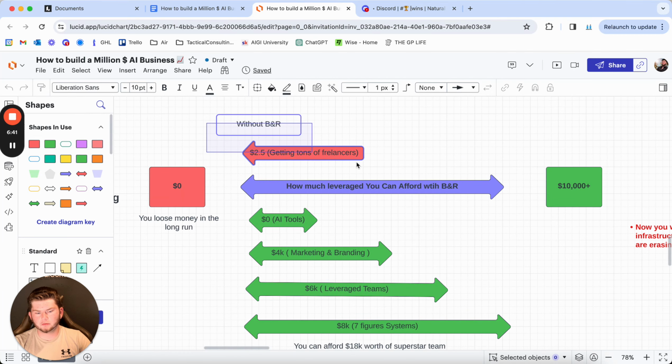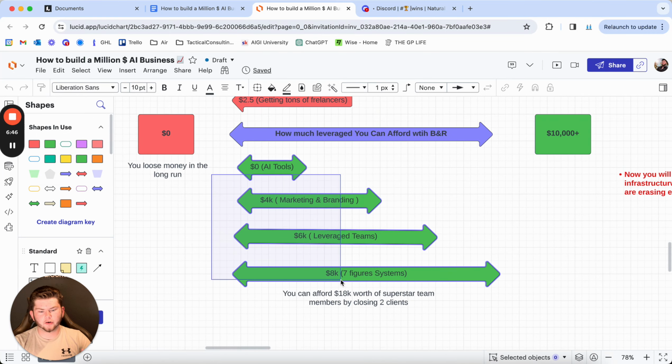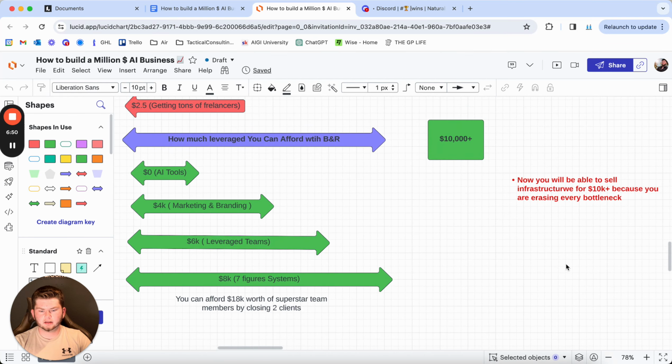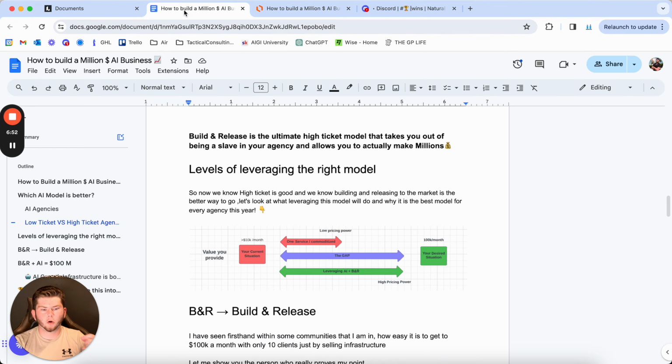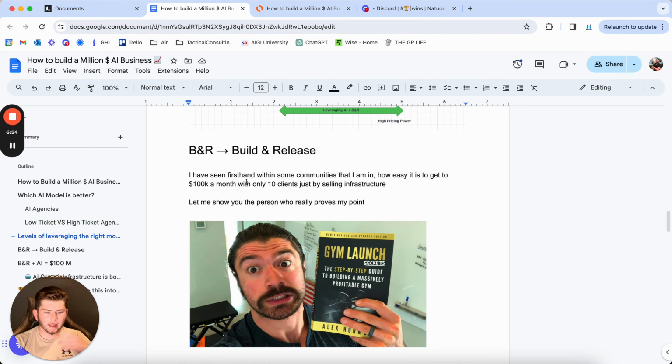So why are you going to go out and worry with all these freelancers charging low prices when you could simply have the better offer, have more people with more expertise, and then get way more for it? You're just on a whole other level. And I've seen firsthand within some communities that I am in, which is Surges, that it is easy to get to 100K a month with only 10 clients by selling this infrastructure. Trying to scale 200 a month to 100K a month is going to be very hard, but scaling 9.5K in a day to 10K, 100K in a month, it's super easy.